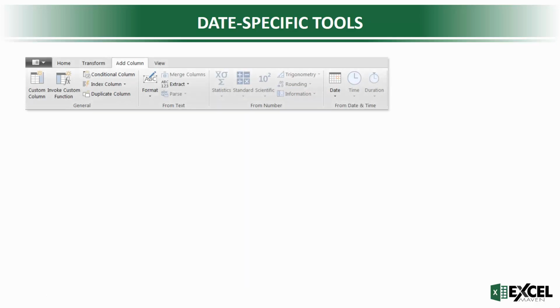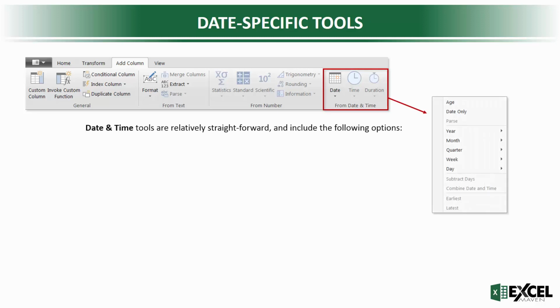Let's take a minute and talk about date-specific tools. Now, in the Add Column tab of the query editor, if you've selected a field with a timestamp or a date value, you'll see some of these date and time options. Now, for the most part, these tools are very easy to use, very user-friendly, but there are some interesting ones.